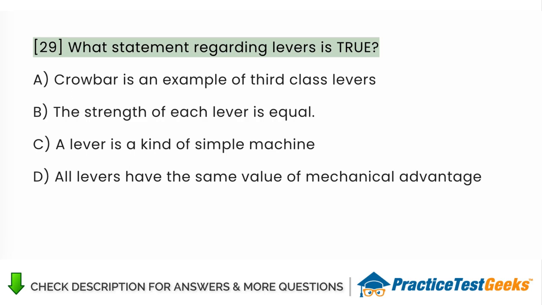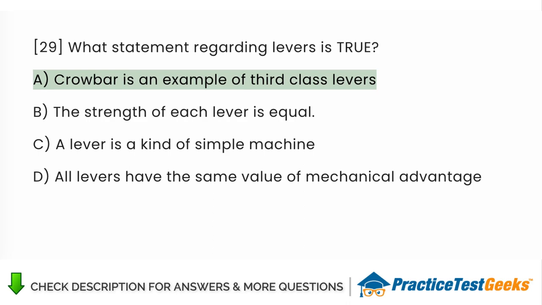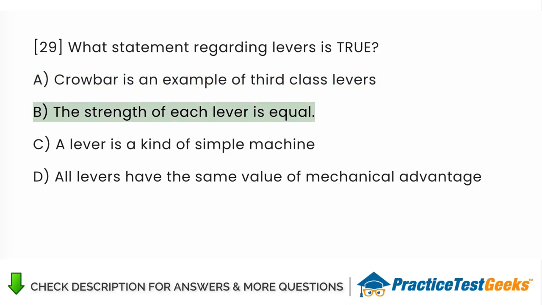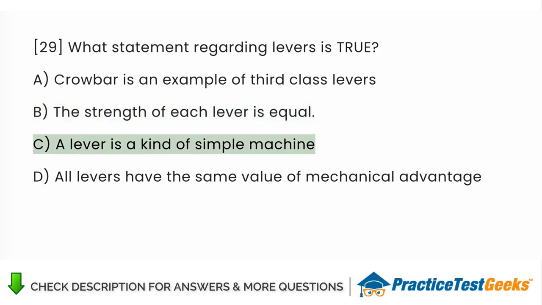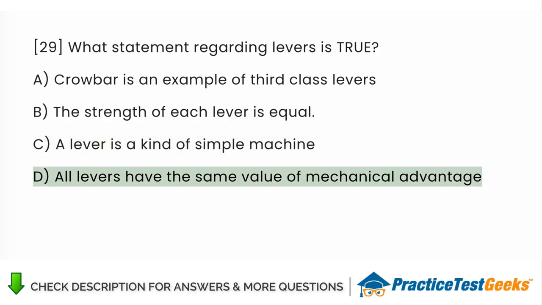What statement regarding levers is true? A. Crowbar is an example of third-class levers. B. The strength of each lever is equal. C. A lever is a kind of simple machine. D. All levers have the same value of mechanical advantage.